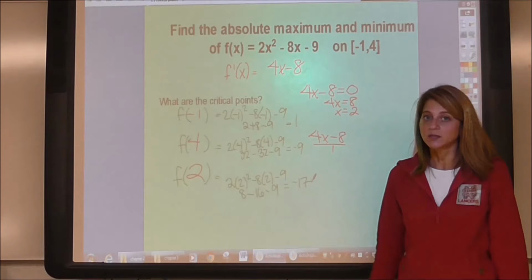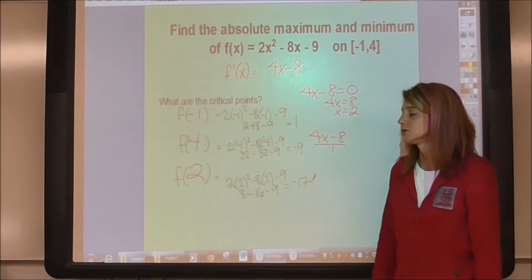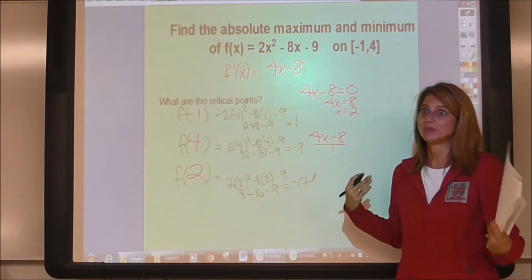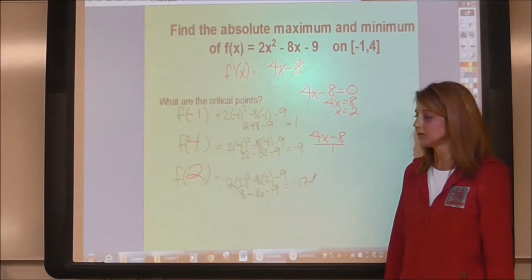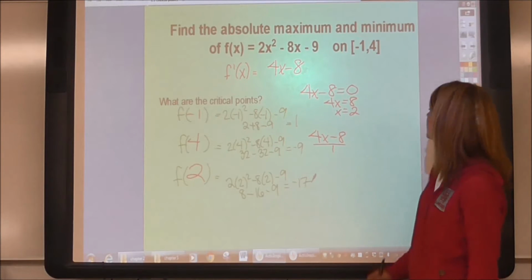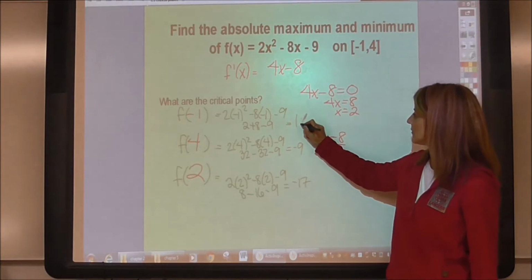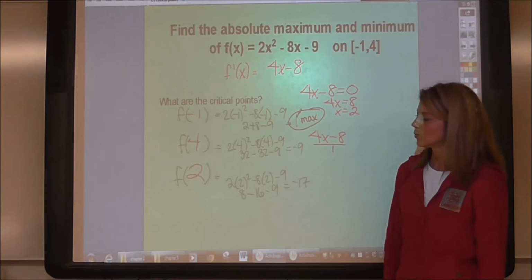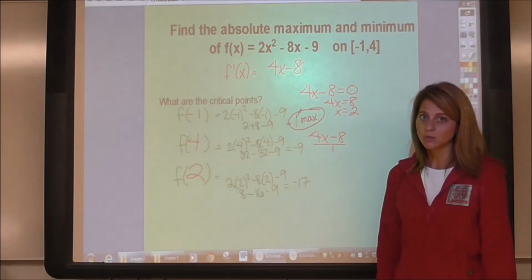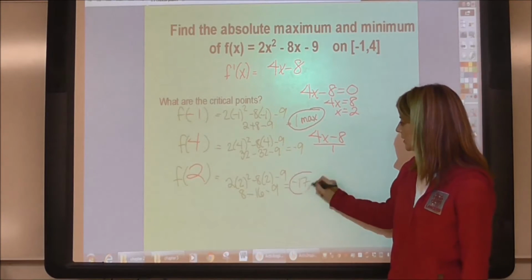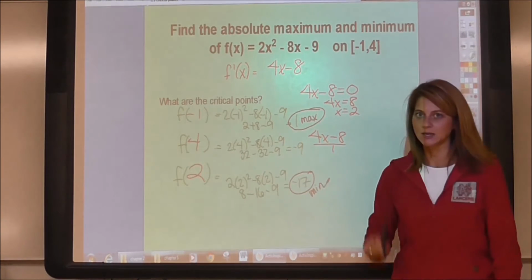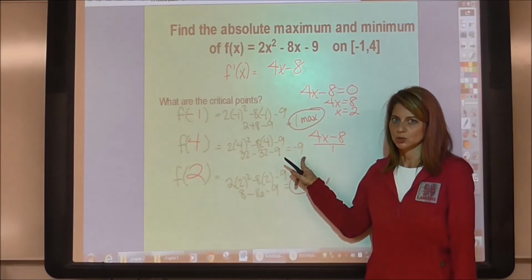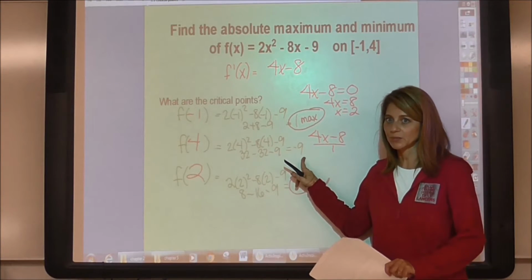Okay, so of all of these numbers, I'm checking my y values. So what's the highest y value we have? What is our biggest y value? Well, it's not very big, but it's the only positive one we have. So I think we have a maximum here at 1. Where do we have a minimum? The lowest y value that we have, -17. Now, does that mean that this -9 is not important? No. Something else will happen there, but that's okay.